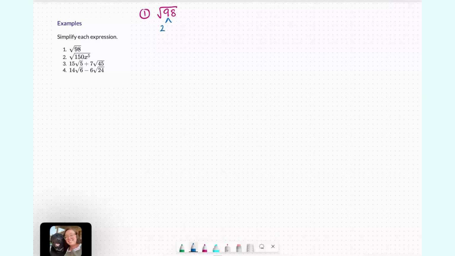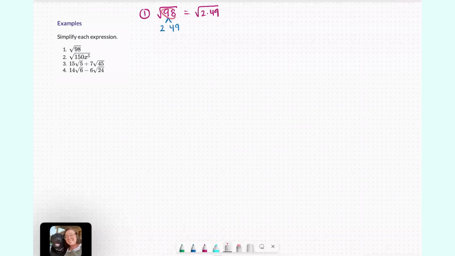98 could be divided by 2 because it's even. You can use a calculator as well, but 2 goes into 9 4 times, bring down my 1, 49. Now, the great news is this 49 is a perfect square, and you can continue factoring it with 7 times 7 if you want, but you don't have to do that. So the way the product rule works is this now gives us the square root of 2 times 49 because they're equal to 98.